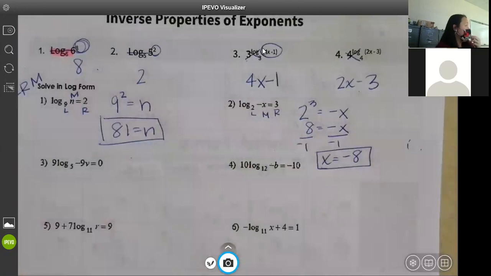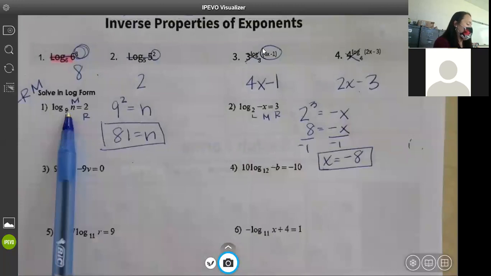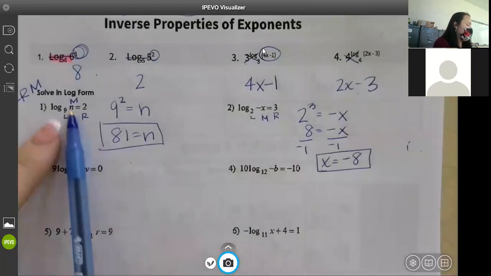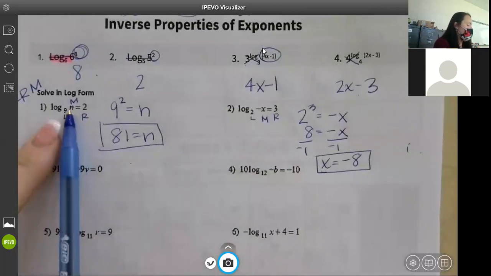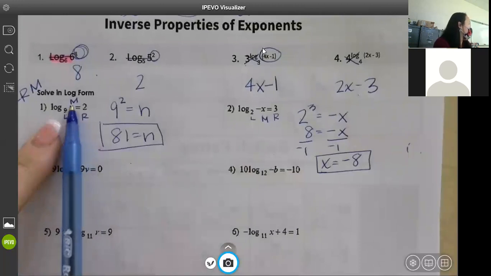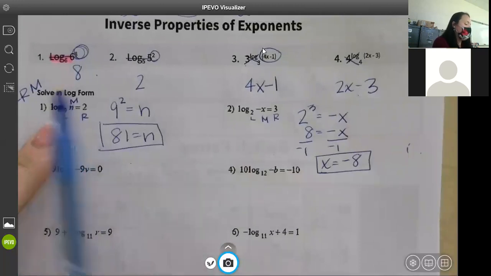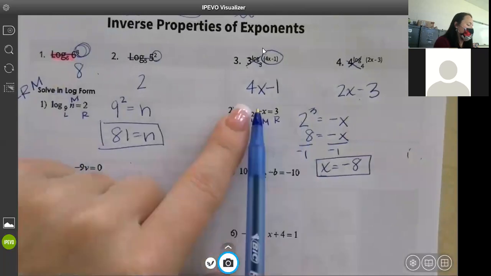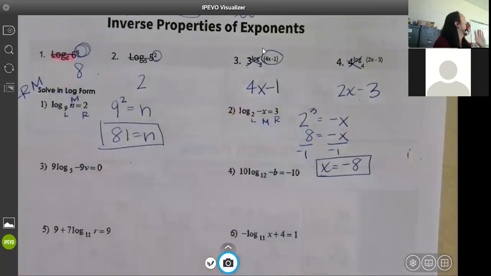Now, what I haven't done is you need to make sure that when you plug it back in, it does work. You do have to check your logs to make sure. Exponentials, you don't have to check, okay? But if you start with a log, you have to check it. If I plug this 81 in, you got to make sure it doesn't have a negative or a 0 because you can't take the log of a negative or a 0. This one, when I plug -8 in, it's a negative -8 or a positive 8. So we're good. As long as that number is not negative, we're okay.